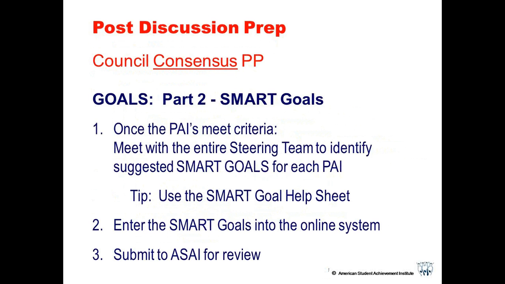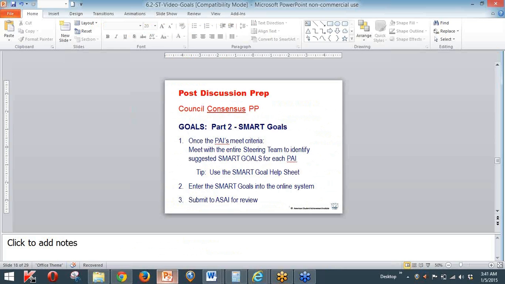So that leads us to the next step of establishing your goals, which is to, again, sit down with your council and say, okay, the PAIs are now meet criteria. Now what are the SMART goals going to be? So the steering team can use a form that we've created called the SMART Goal Help Sheet to help that discussion. And I'll show you that in a second. And then after you've identified the SMART goals, you'll enter them into the online system and then submit those for review. So let's look at that help sheet.